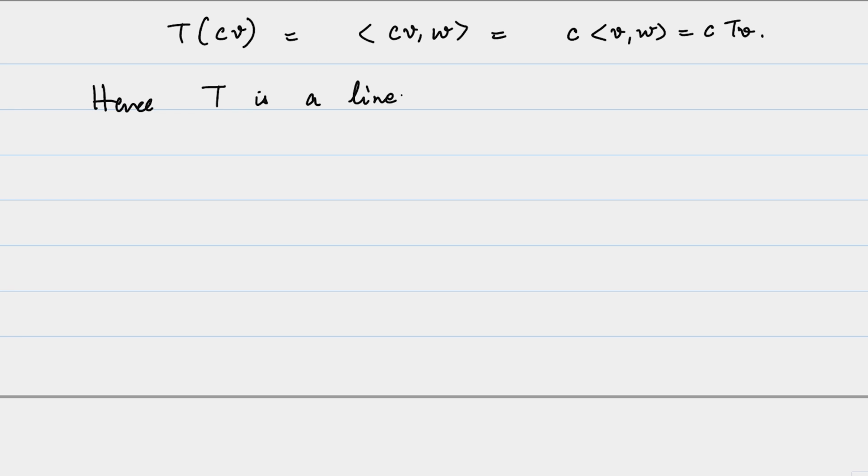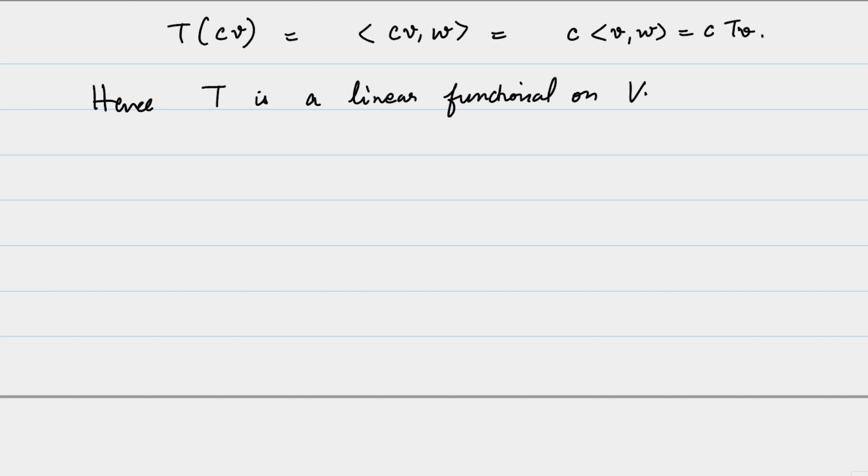How about T of c times v? T of cv in this case will be the inner product of cv with w, and the linearity property of our inner product tells us that this is c times the inner product of v with w, which is c times T of v. So yes, hence T is indeed a linear transformation and therefore a linear functional on V.